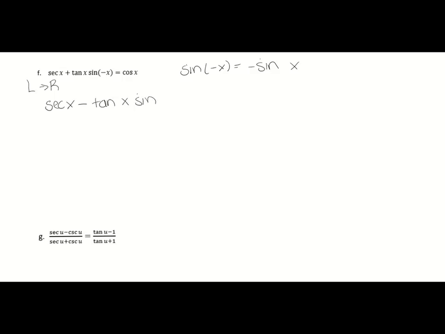sine x. Now some is in sine and some is not, so I'm going to change everything to sine and cosine. So here I'm going to have 1 over cosine x minus sine x over cosine x times sine x. This is going to give me 1 over cosine x minus sine squared x over cosine x. They have a common denominator, so I can combine them now.